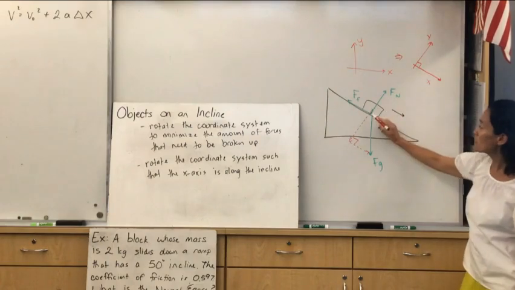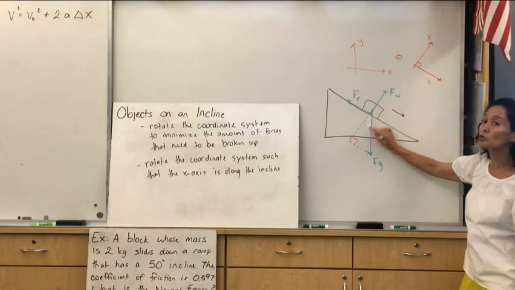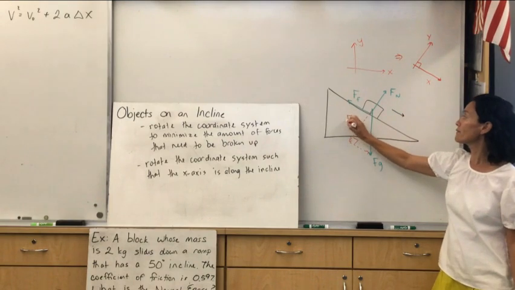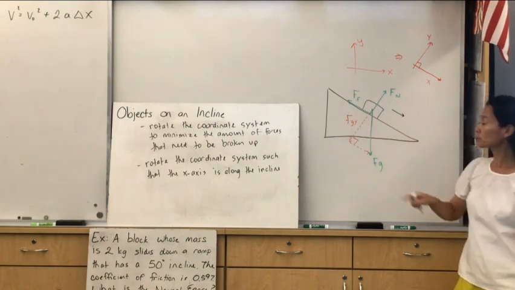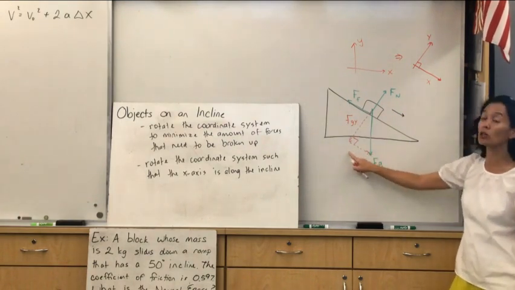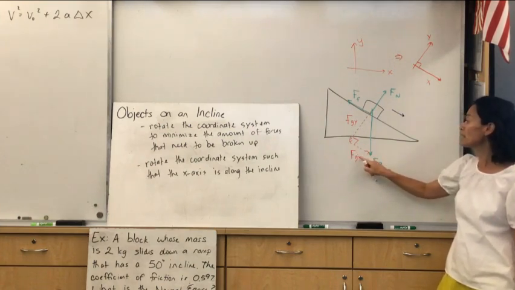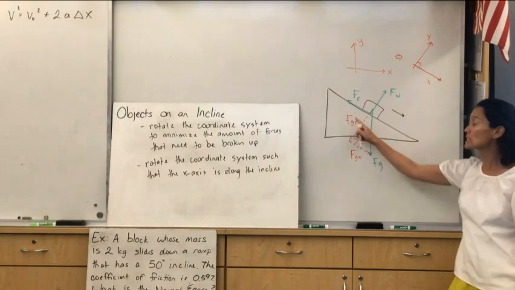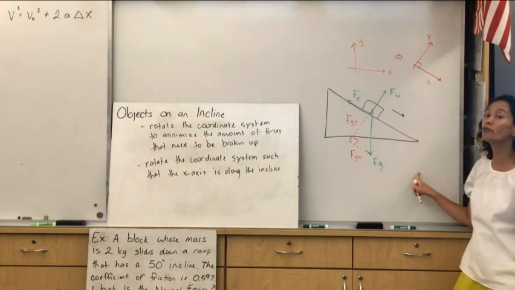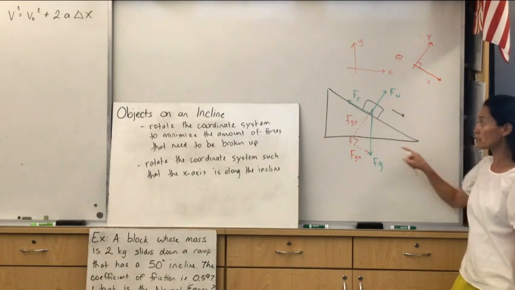So you kind of see, part of Fg is going to oppose Fn, and we'll call that Fgy. And part of Fg is going to be along the axis. This is the actual component of gravity that is causing this thing to slide down the incline. Okay? You don't have the full force of gravity causing it to slide down the incline, just a portion.